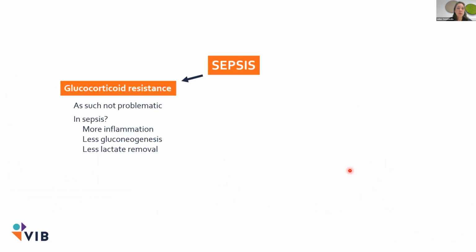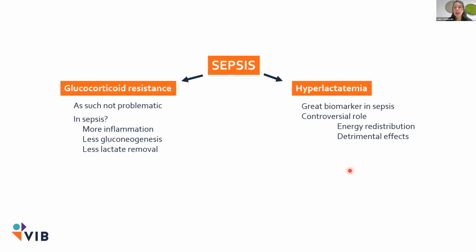So I have shown you up to now that sepsis leads to glucocorticoid resistance. Glucocorticoid resistance as such is not problematic, but in sepsis, this leads to more inflammation, less gluconeogenesis, and less lactate removal. So an increase in lactate. Sepsis also leads to hyperlactatemia, which is a great biomarker in sepsis, although the role of lactate is still controversial.